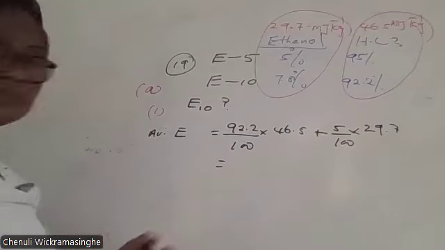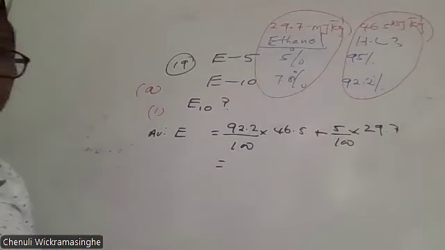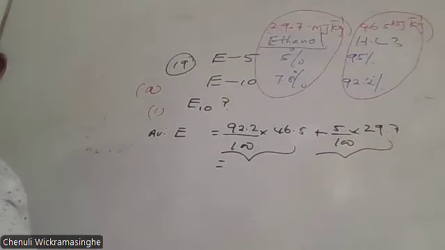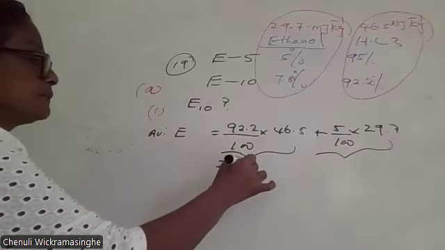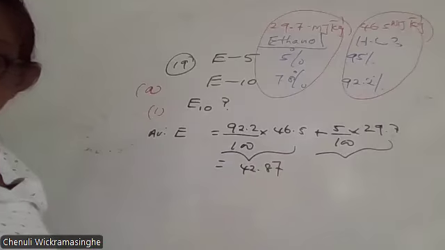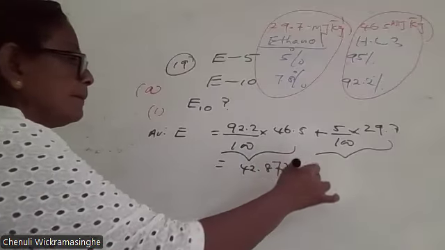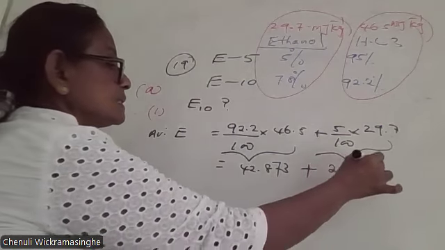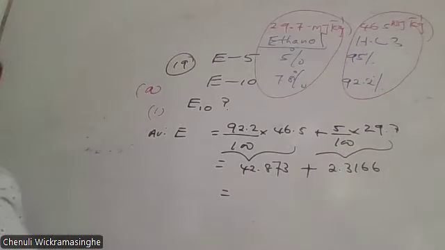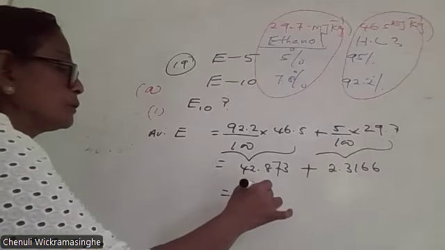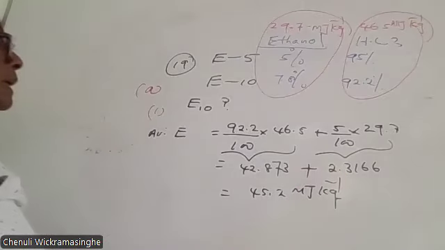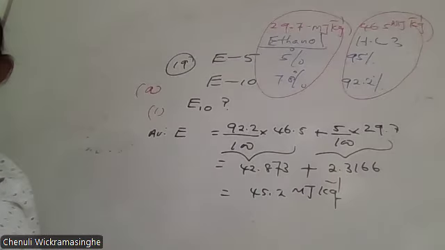Once you get the average value, you can separately simplify and add the two values. It becomes 42.873 to be added to 2.3168. So you get the answer, mean energy value 45.2 megajoules per 1 kilogram. It comes for the first one as the mean energy with 2 marks.